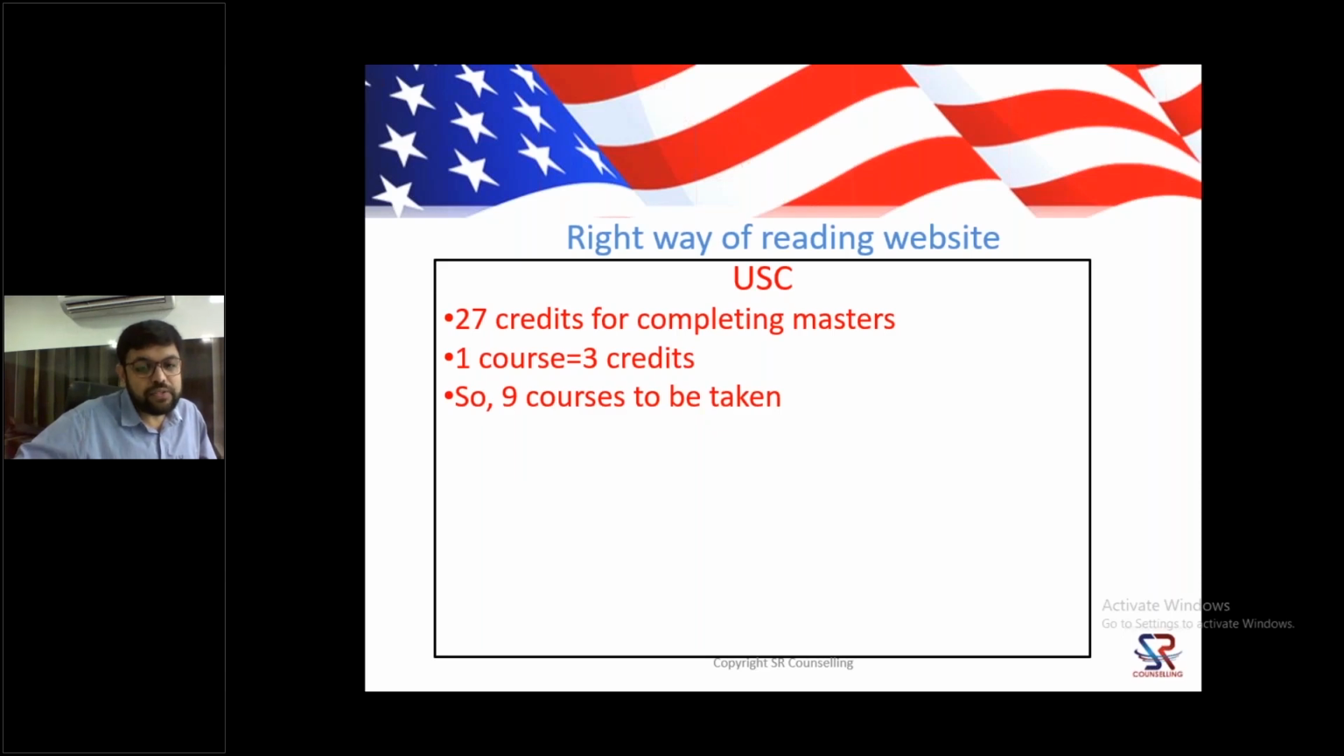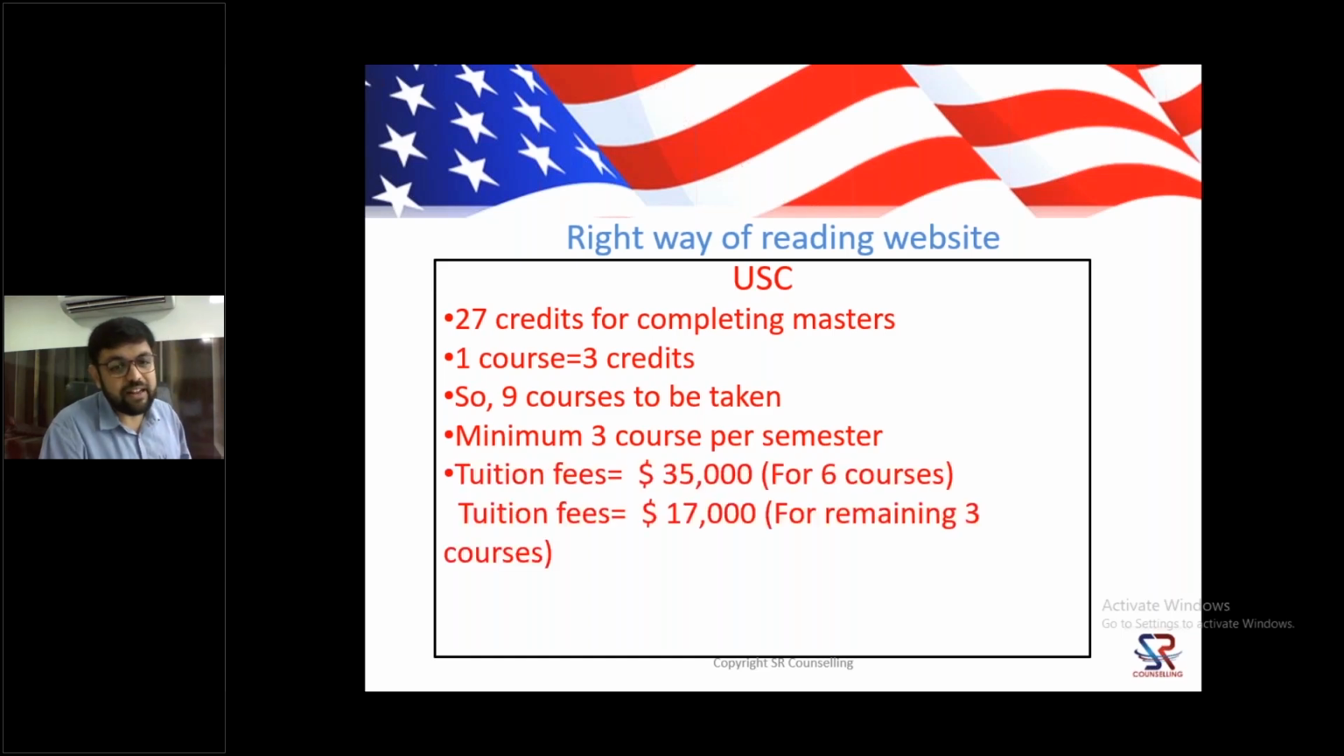So if I have to take 9 courses to complete my master's and I have to take a minimum of 3 courses per semester, then in 1 year, I have 2 semesters, so I will complete 6 courses. Be with me, just pay a little bit of attention. 27 credits, 1 course getting me 3 credits, so a total of 9 courses. 1 year has 2 semesters, fall and spring, if we consider it that way. And in 1 semester, you need to take 3 courses. So in 1 year, you took 6 courses.